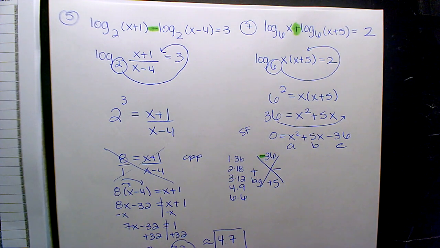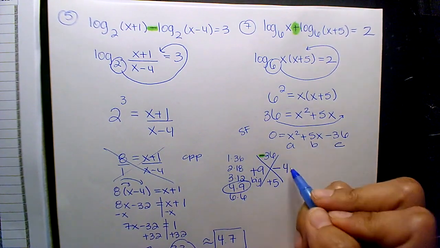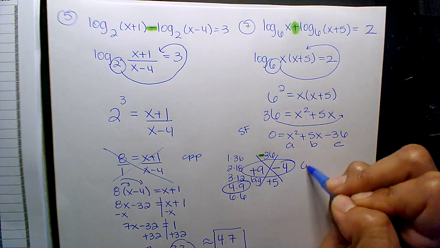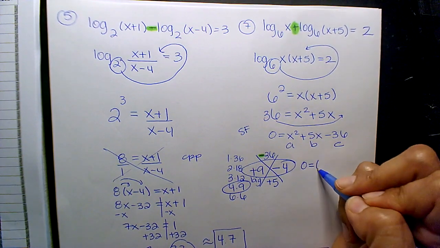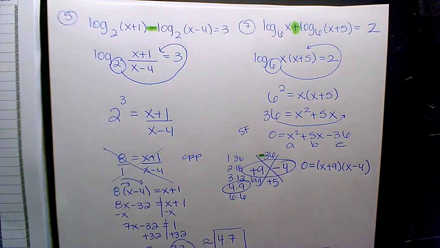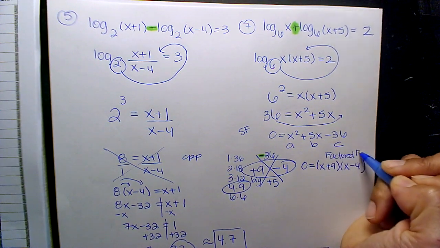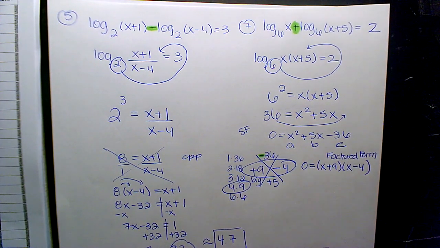Okay, which is my pair? 9 and 4, right? Very good. Positive 9, negative 4. And so if I take these and write it in binomial factored form, it's (x plus 9)(x minus 4). But this is just factored form, right? All you did was factor here. Do you guys remember how to solve it?